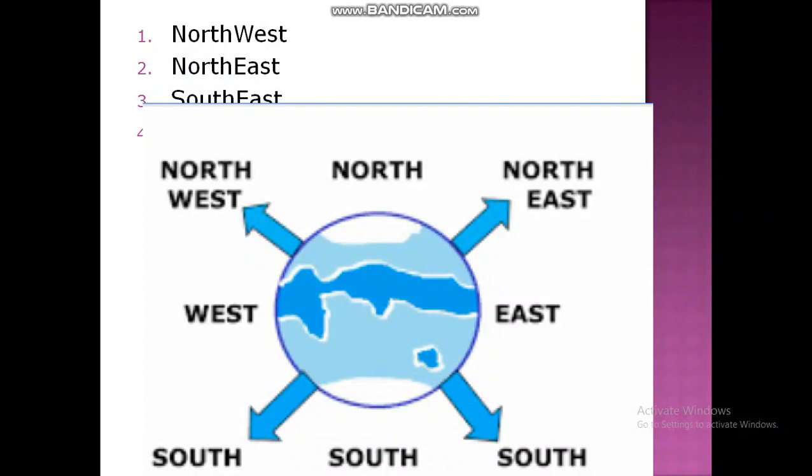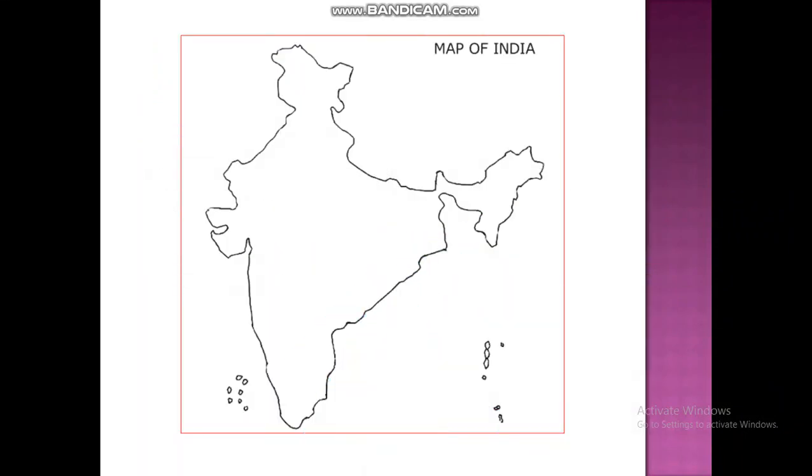Hope you all understand the first part of the lesson. Now it is time for home assignment. In the picture you can see an outline map of India. Draw and practice this outline map of India. Home assignment for today: draw and practice the outline map of India.